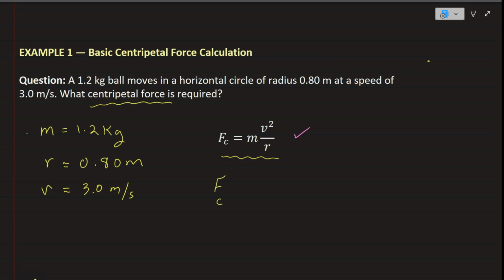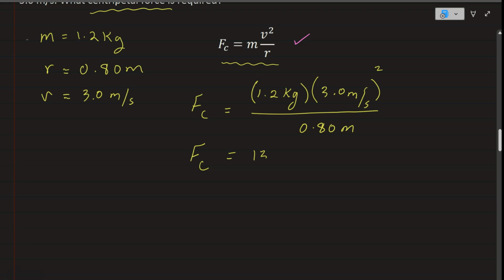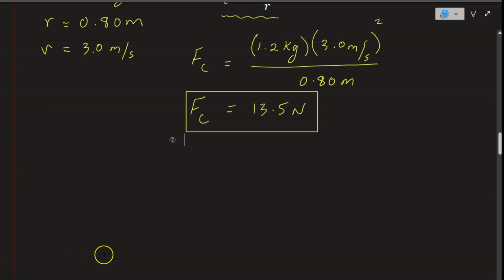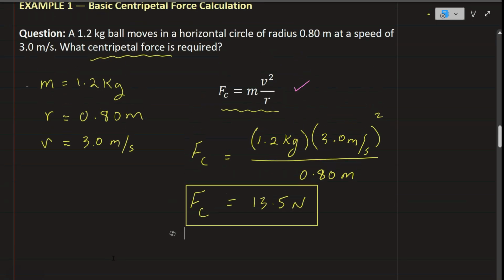So the centripetal force is equal to the direct substitution, 1.2 kg times 3.0 meters per second squared. It has to be squared, all over 0.80. When you do the math, you will get 13.5 Newtons. Okay, simple as that. We didn't draw the free body diagram because there's no need for it in this case, but if you wanted to, you would go back and draw the circle, a circular path with the object, and then understand that Fc is towards the center.